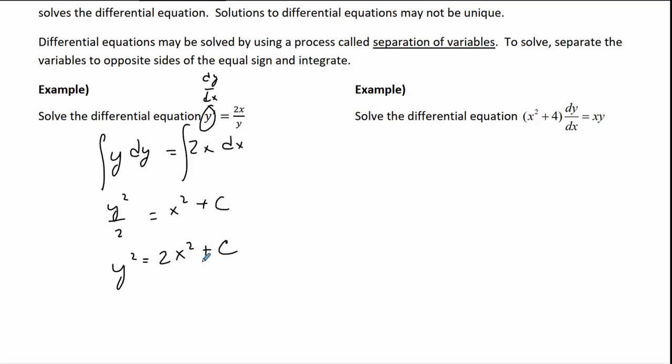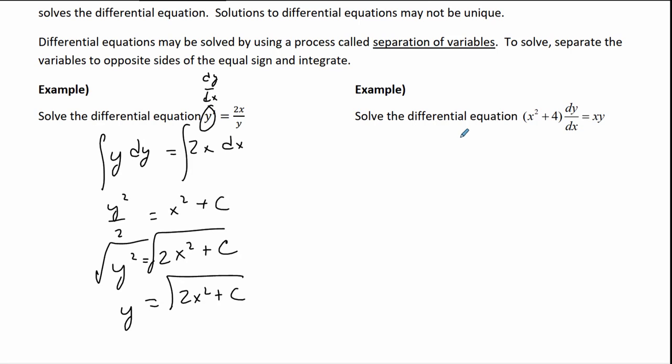And then if you actually want to solve it, you can square root both sides, and you get y is equal to the square root of 2x squared plus c. And that's okay as well. If you wanted to leave it as y squared equals 2x squared plus c, that's fine too. It doesn't make that big of a difference.